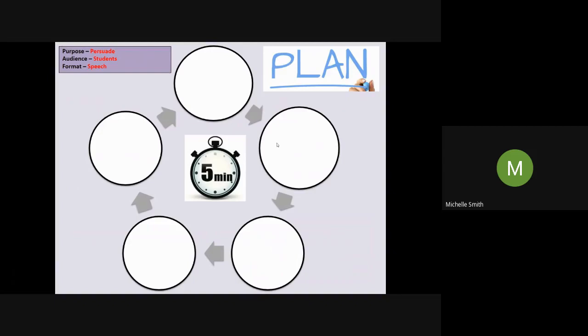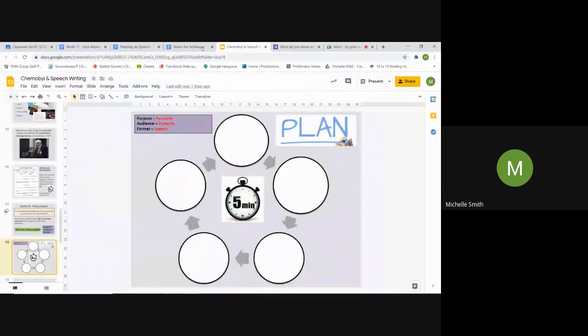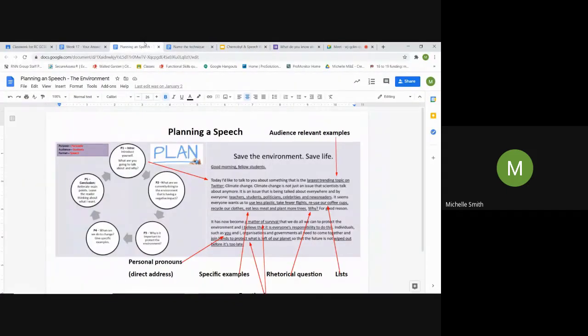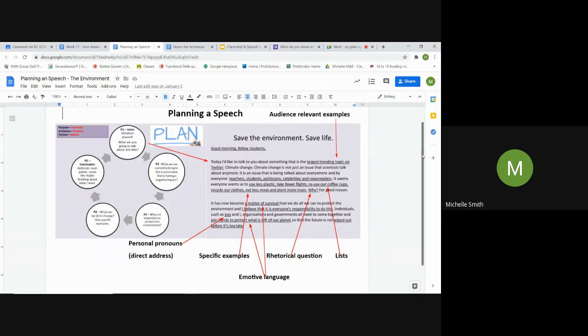And then I would think about what I'm going to write in my first paragraph, my second paragraph, my third paragraph, and my fourth paragraph. My last paragraph might be my conclusion, where I just sum up everything that I've already said. Now, if you want to do a plan like this, I've actually got a document on Google Classroom which says planning a speech. And on there, this little diagram, I've done a plan for the speech that I would write.